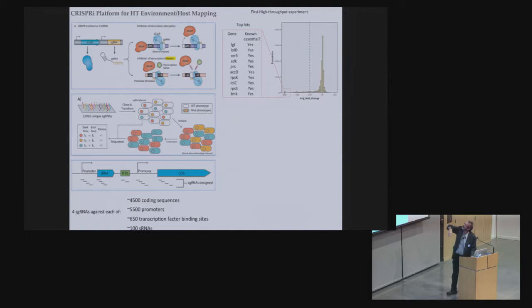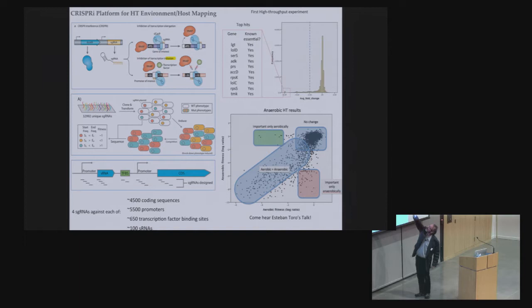And so as an example, we did aerobic versus anaerobic growth, and we're able to find genes that are only important anaerobically, and we found two genes that were considered essential to E. coli, that are only essential aerobically, but they didn't know that. And they're otherwise dispensable. And so now we're being able to not only build regulatory circuits using these things, but use this in the way of doing the systems biology side of things.